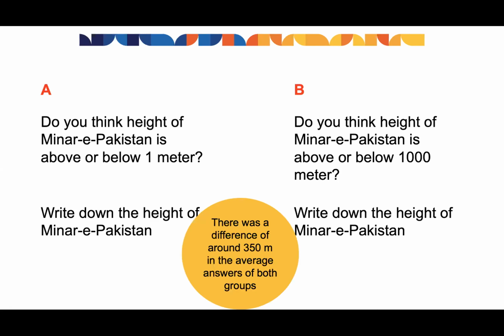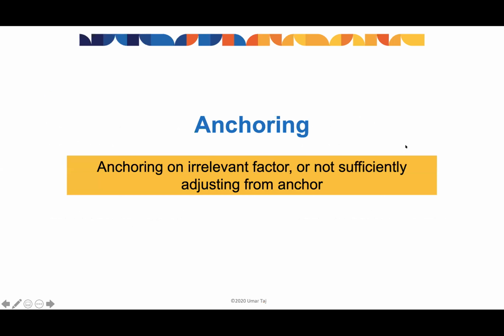And when I calculated averages, there was a difference of around 350 meters in the average answer of both groups. Such a huge difference being created just by me asking either 1 meter or 1,000 meters. And what is this concept? This concept is called anchoring, right? Anchoring is us getting influenced by an irrelevant factor. And even if we know that we are getting influenced by that irrelevant factor, we don't adjust enough. Why is it important? For all of you, you might get anchored to certain ideas, certain statistics.